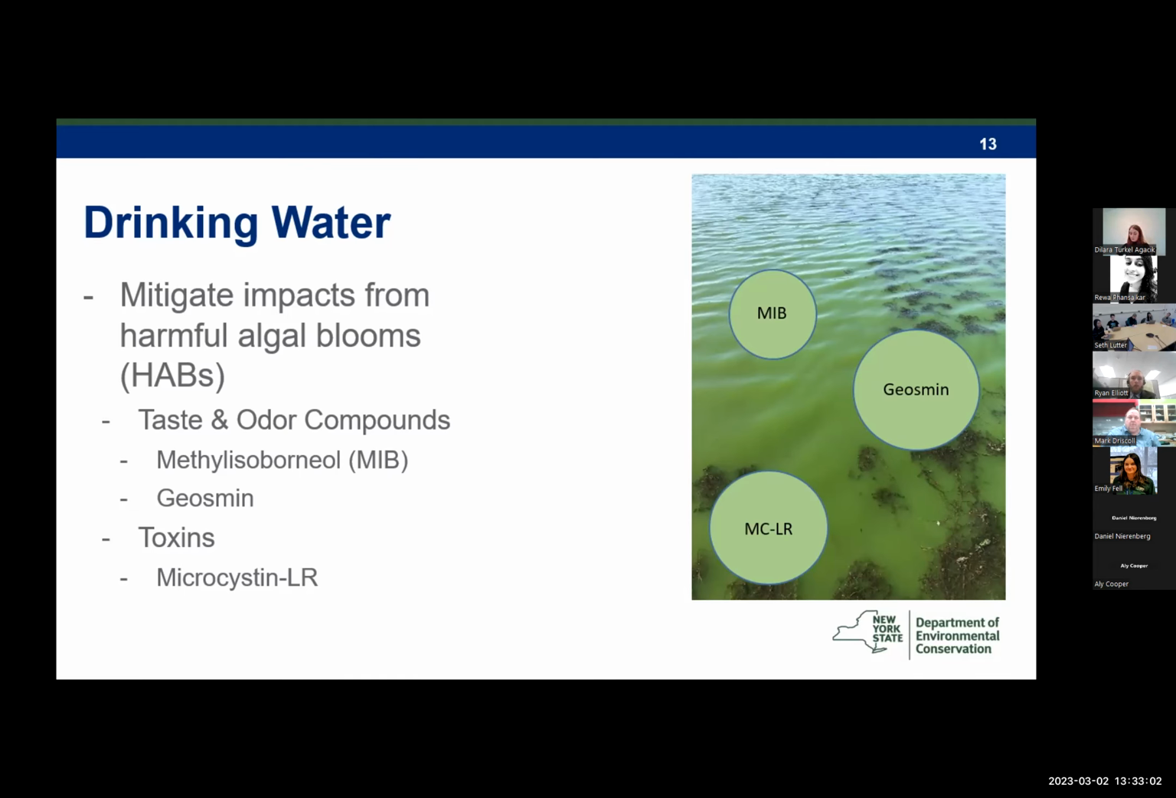And harmful algal blooms can be associated with compounds that impact the taste and odor of water, as well as toxins that can negatively impact humans, pets, and wildlife. The compounds methylisoborneol, or MIB, and geosmin are associated with taste and odor issues. Microcystin LR is a toxin produced by Microcystis and other toxic cyanobacteria that can have damaging human and animal health impacts. So much so that it has also been referred to as fast death factor, which is a pretty horrifying name for a compound.